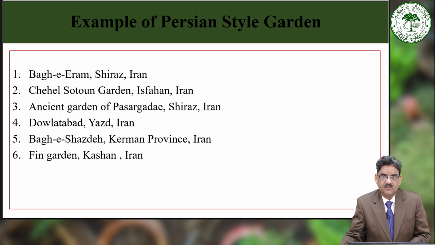These are some representatives of Persian style garden: Bagh-e-Aram, Shiraz, Iran; Chehel Sotoun Garden, Isfahan, Iran; Ancient Garden of Pasargadae, Shiraz, Iran; Daulatabad, Yazd, Iran; Bagh-e-Shazdeh, Kerman Province, Iran; Fin Garden, Kashan, Iran.